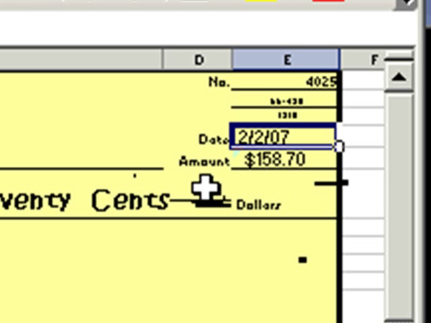Then we have the amount, $158.70, and you should write this amount as close as possible so no one can slip an extra 1 in there or something.